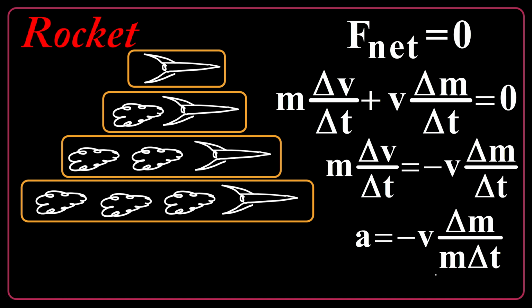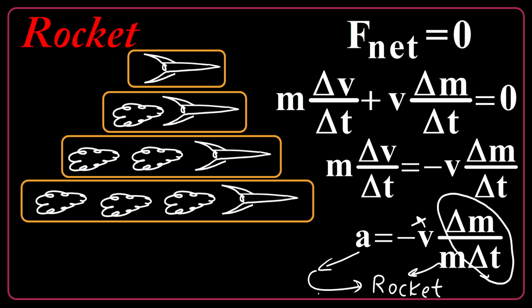So I can write acceleration is equal to negative v delta m over m delta t. Again, this m is the mass of the rocket, and delta m over delta t is the rate of change of mass. The rate of change of mass is the total mass in each second that is pushed out from the exhaust. And v is the relative speed of the gas to the rocket, and the acceleration of the rocket again is here.